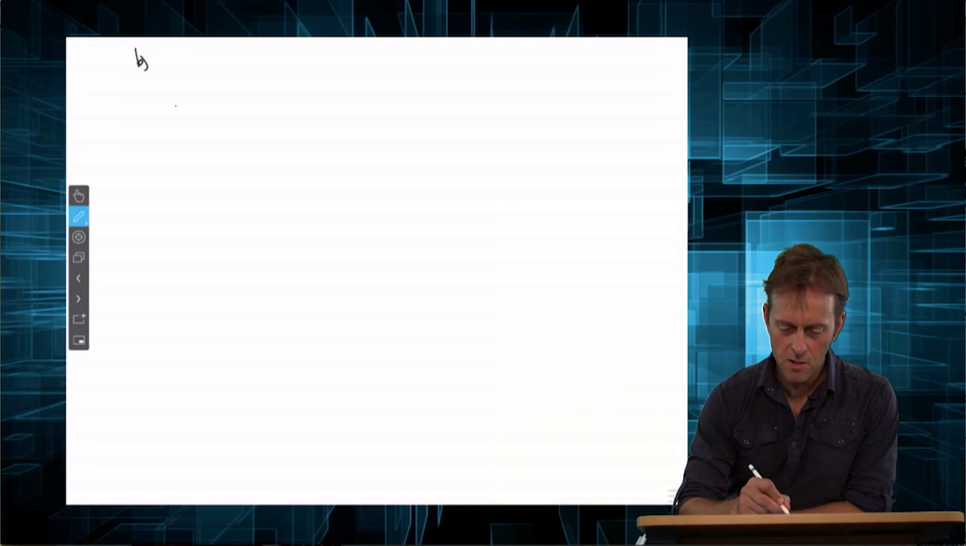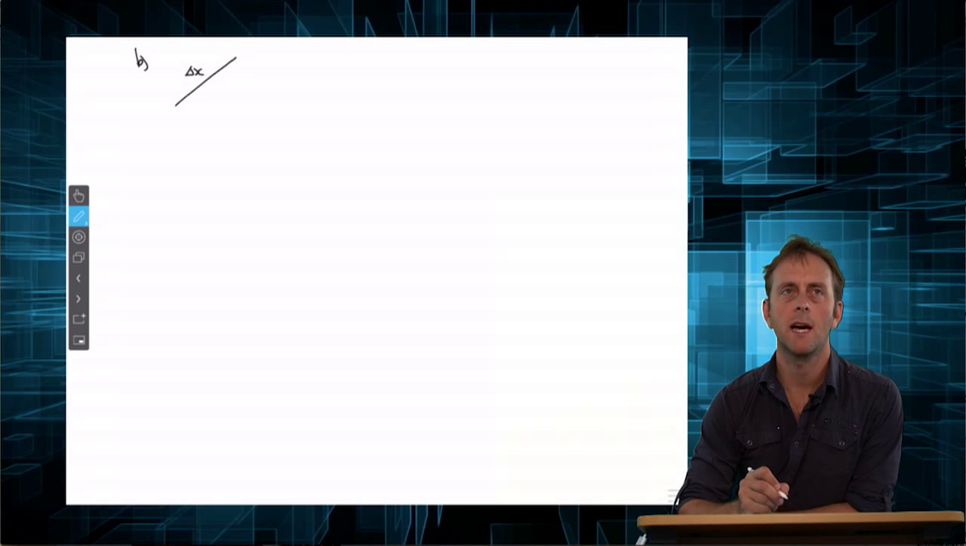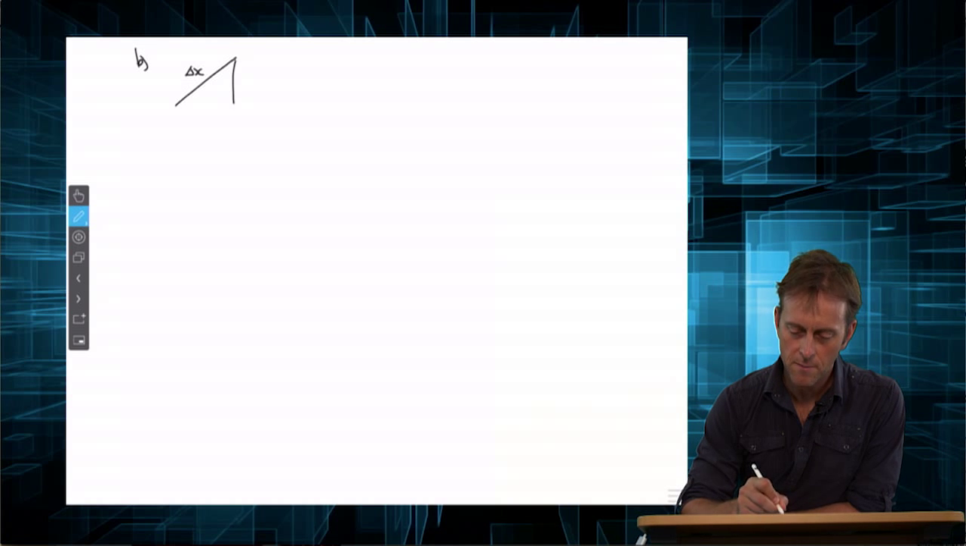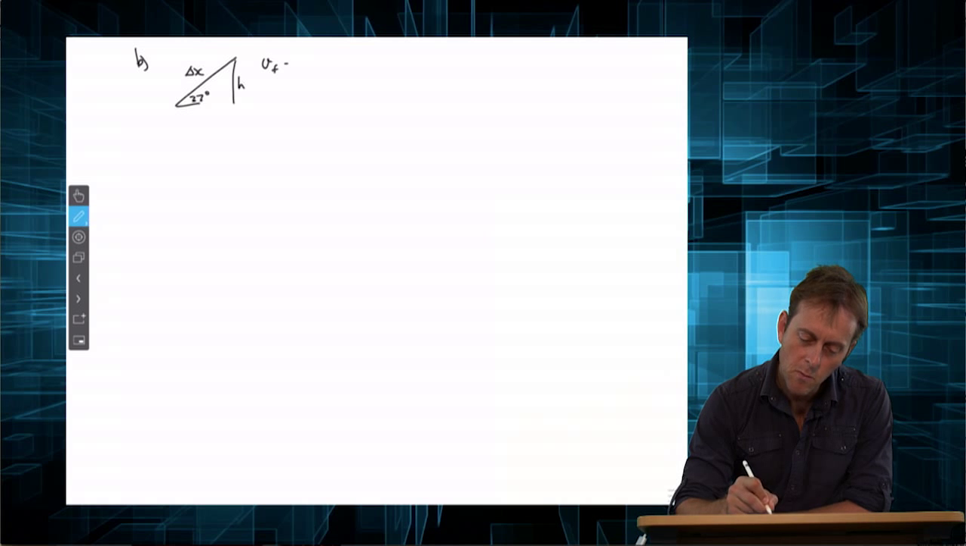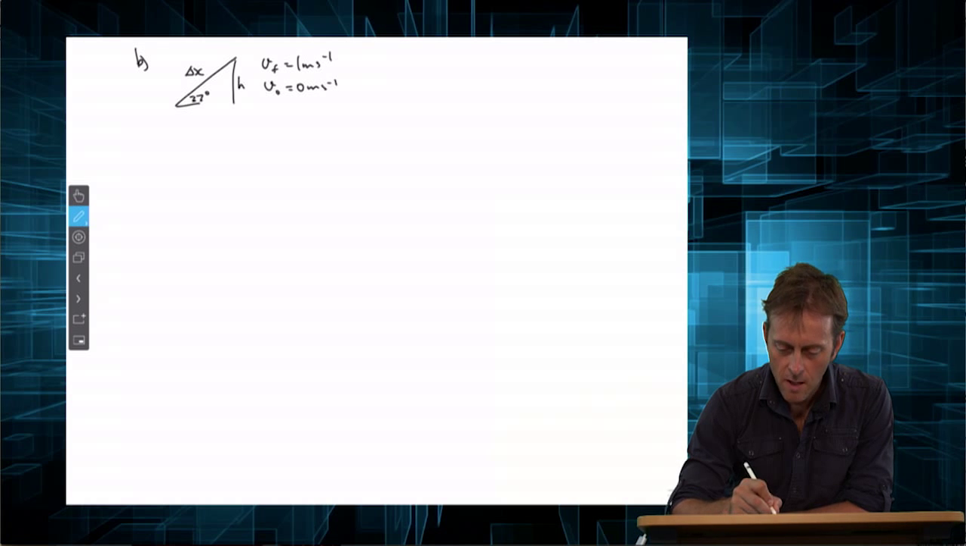To start off with, we can just draw what we're looking at. We're looking at sliding down some distance delta x down the ramp in our 2 seconds, and then we're going to drop some distance h in that direction. So this is 37 degrees. Write down some other stuff that we have. We have the final velocity was 1 meter per second. The initial velocity we know was 0 meters per second, and the time taken was 2 seconds.